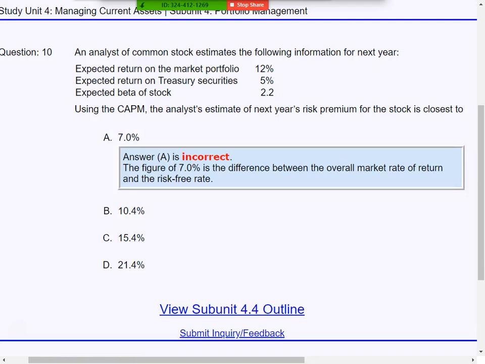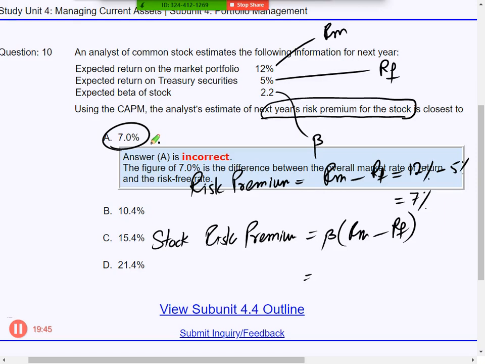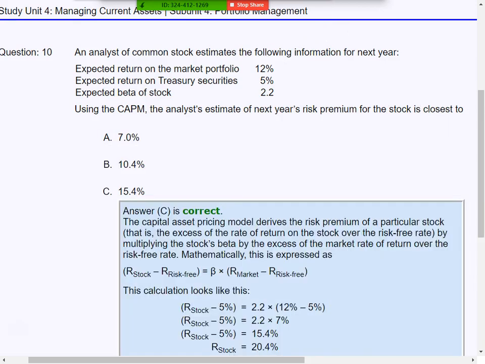answer. See, Zuhaib, this is how he kills us on the exam. Beta is given, that is 2.2. Return on the market is 12%. Risk-free rate is 5% because he's very specific. Risk premium for the stock. So it's an asset risk premium that has to be adjusted for beta. 12 minus 5, 7 times 2.2, and it gives me 15.4, and that's your answer C, and C it is.